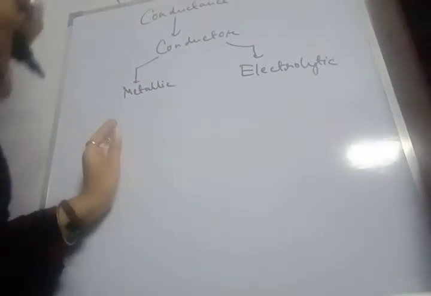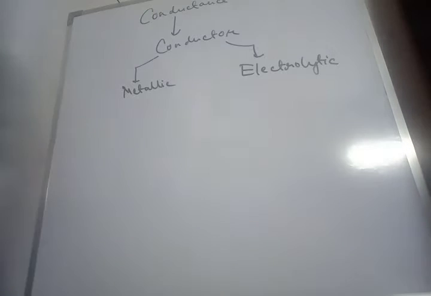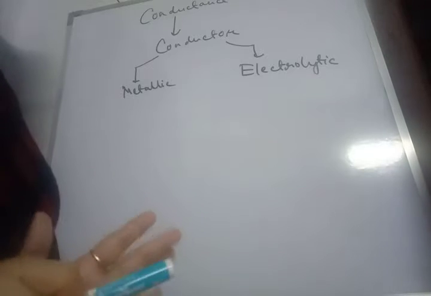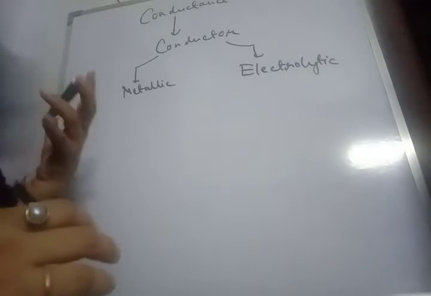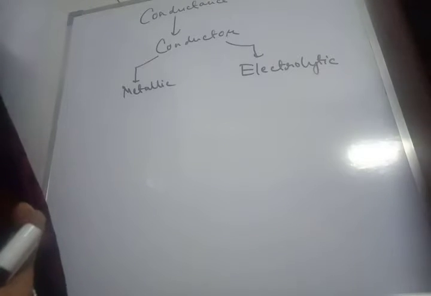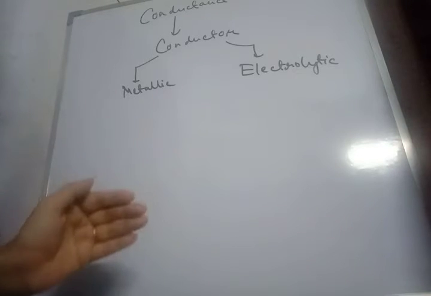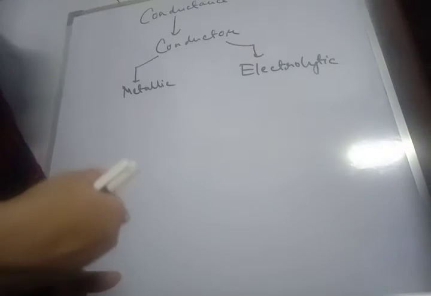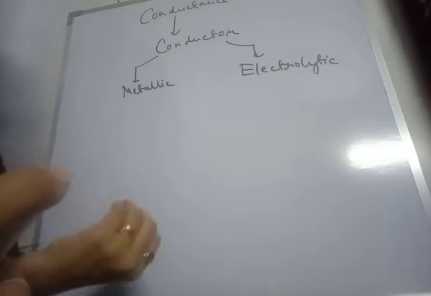In case of metallic conductors, the flow of electricity is due to the flow of electrons, while in case of electrolytic conductors, the flow of electricity is due to the flow of the ions. Under metallic conductors, Faraday's law is never followed. Under electrolytic conductors, Faraday's law is always followed. Under metallic conductors, it does not involve a chemical change, nor does it involve transfer of matter, while under electrolytic conductors, it involves a chemical change and transfer of matter. In case of metallic conductors, the conductivity decreases with increase of temperature, while in case of electrolytic conductors, the conductivity increases with increase of temperature. Right? So these are a few points of comparison between metallic and electrolytic conductors.